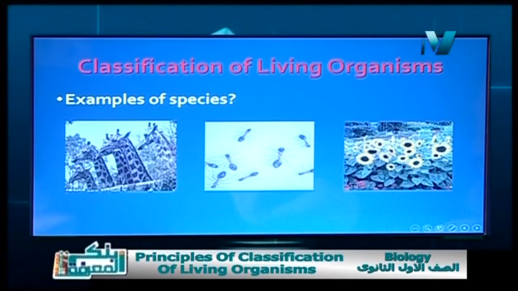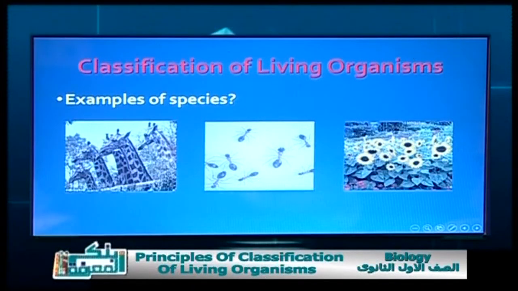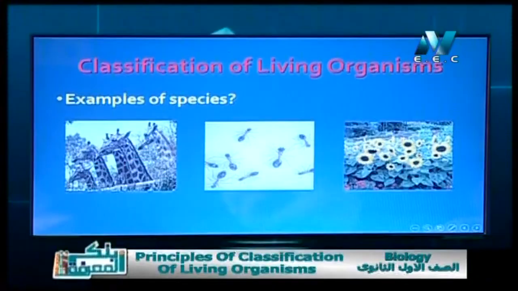Sunflower is one of the plants. They can cross together to produce new plants of the same color of the flowers and the same behavior, and so on. So the individuals within one species can reproduce to produce fertile organisms.